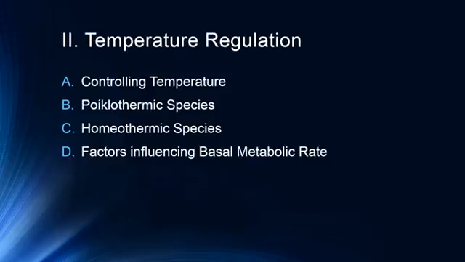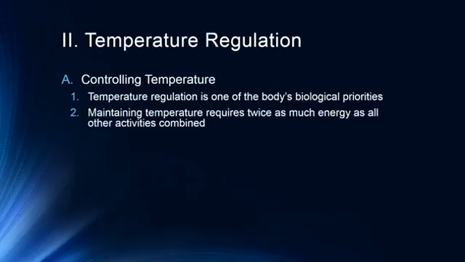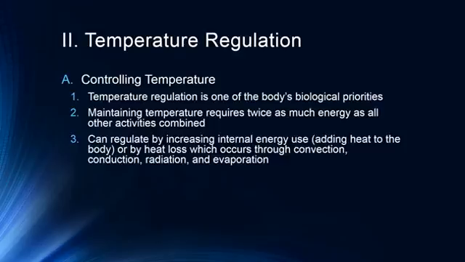Because it's an important part of understanding things like fitness and diet and exercise, and it's primarily driven by temperature regulation. So temperature regulation is one of the body's biological priorities. In fact, maintaining temperature requires twice as much energy as all other activities combined. So when we're talking about how much energy the body is using, we're generally talking about maintaining our body temperature. And so that's one of the reasons why we focus on something like basal metabolic rate.